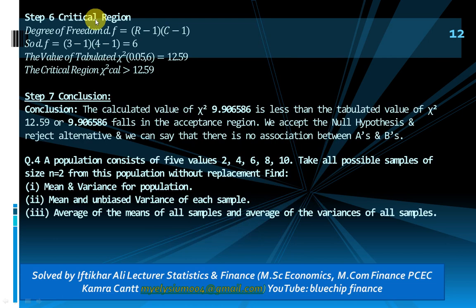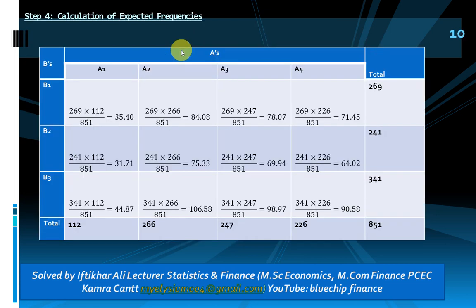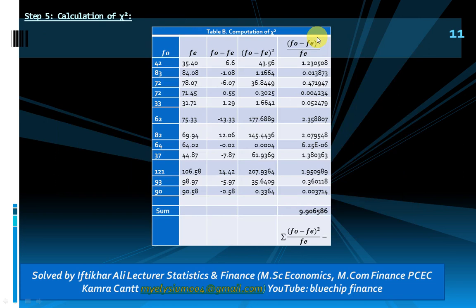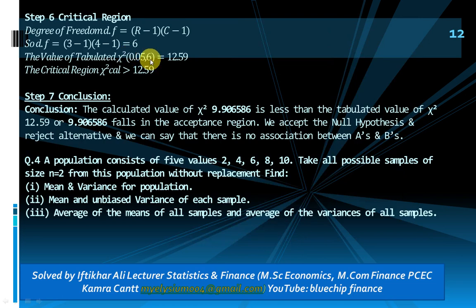Step number 6 is the critical region. How can we calculate it? We need two things. One is the degree of freedom, and the second thing which we need here is the level of significance. Level of significance is 0.05, and degree of freedom is equal to rows minus 1 multiplied by columns minus 1. There are 3 rows and 4 columns, so 3 minus 1 multiplied by 4 minus 1 will be equal to 6. So at 6 degrees of freedom and 0.05 level of significance, the chi-square tabulated value will be 12.59.